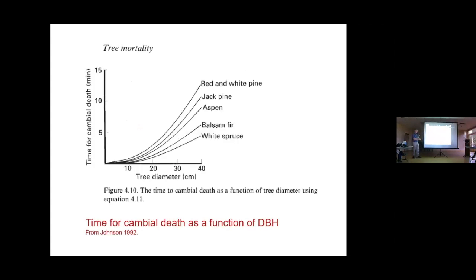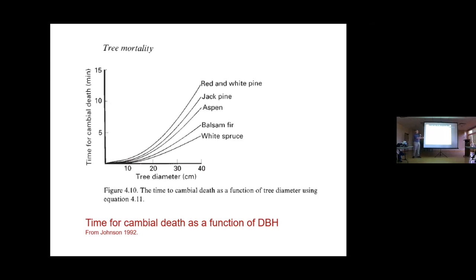So here's a graph that shows trees by diameter, from small trees to big trees: white spruce, balsam fir, aspen, jack pine, red and white pine. Time for cambial death. We all know bark is thicker on bigger trees than smaller trees. So if you just measure the thickness of bark on trees from small to large, the large here is about 15 or 16 inches in diameter, which is 40 centimeters. Red and white pine, it's 12 minutes. Aspen, it's 8 minutes. Balsam fir and white spruce have the thinnest bark, and it's only 5 or 6 minutes, even for the big ones.